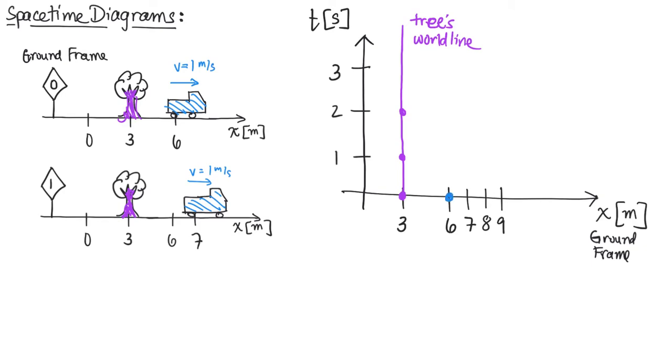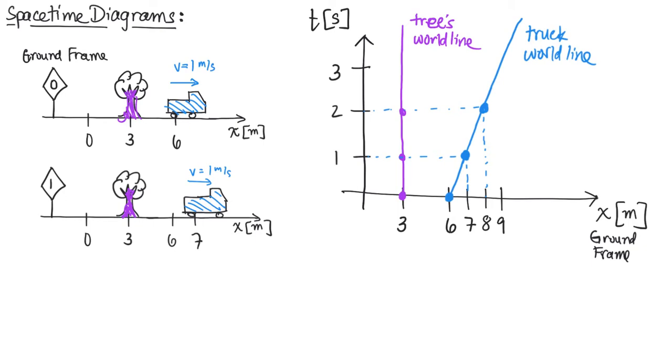And 1 second later, it's at 7 meters. And at time equals 2 seconds, now the truck is at 8 meters, and it's just going to continue to move 1 meter to the right for every 1 second of elapsed time. So the world line of the truck looks like this. And notice that the truck in this frame is not at rest, and so its world line is tilted or slanted. And the slope of the world line tells us something about the speed, right?